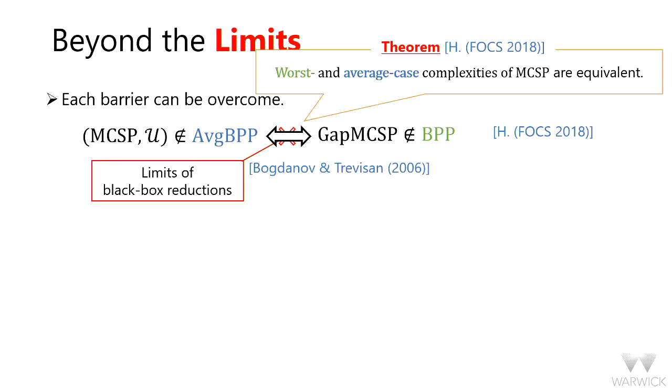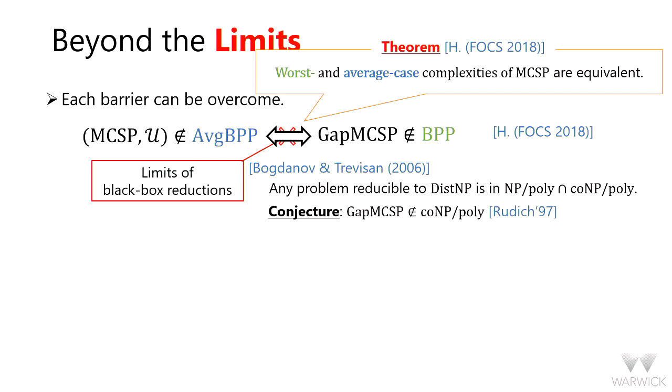If you want to relate worst-case and average-case complexities, a natural way is to give a construction of a reduction. Namely, you want to reduce a worst-case problem to average-case complexity. But what they showed is that any worst-case problem that can be reduced to distributional NP must be in NP/poly ∩ coNP/poly. And it's believed that NP-complete problems are outside of coNP/poly, and also Gap-MCSP is conjectured to be outside coNP/poly. So in order to prove this kind of equivalence, we need to use non-black-box reductions.